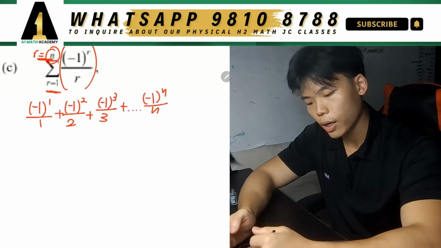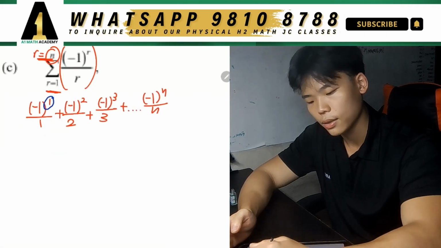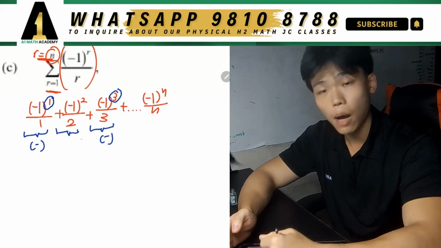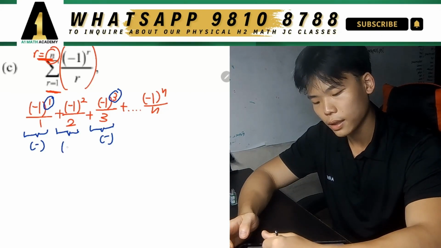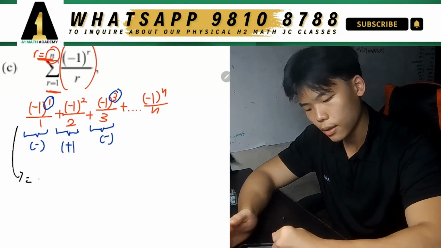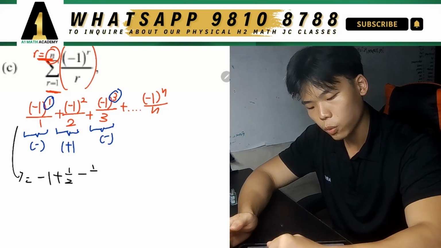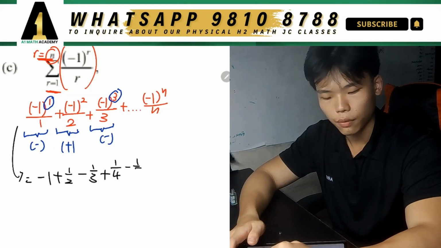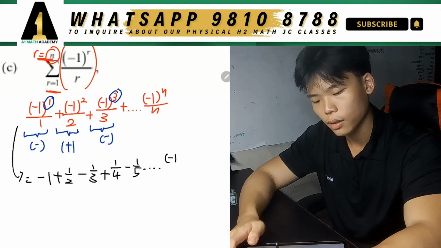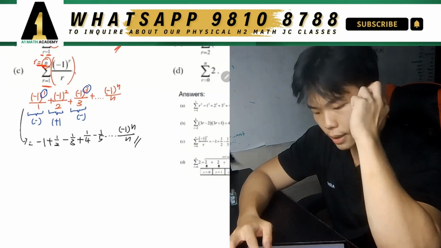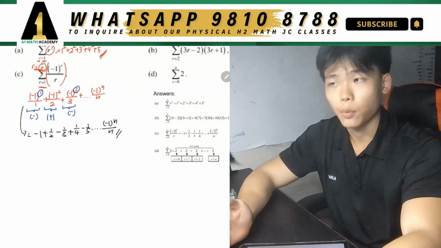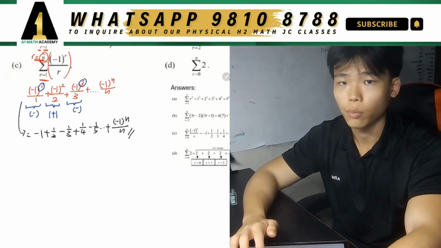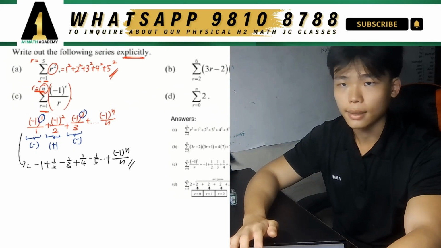Now notice that whenever the power here is odd, the entire value will be negative. But whenever the power here is even, the whole thing will be positive. So that gives us -1 plus 1/2 minus 1/3, and then of course you can repeat. So you have 1/4, minus 1/5, and then you go all the way until (-1)^n over n. And that's the final answer to this portion. Now we cannot conclude whether n is odd or even, so we'll just leave it in its general form. Okay, so that is the answer to C.